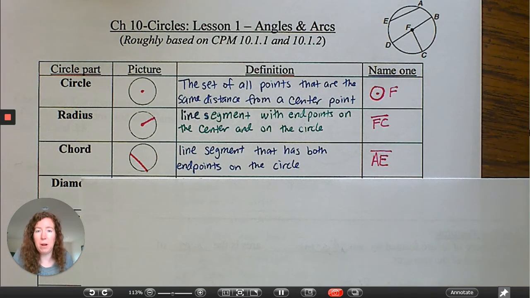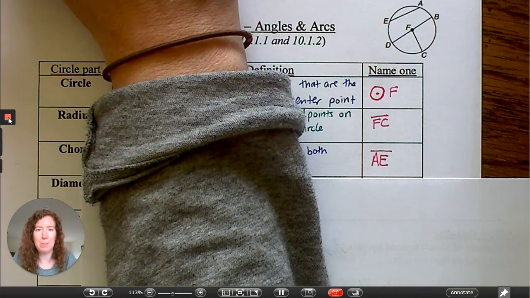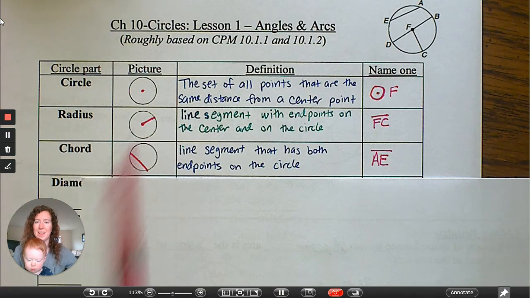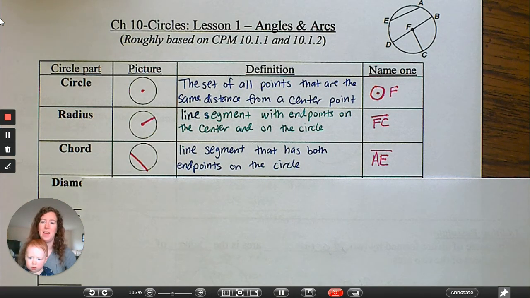Obviously, I hope that you're pausing this so you can copy things down on your notes and go from there. I need to pause because the baby's crying. Hang on. All right, I got a little buddy with me. We'll see how long this lasts.